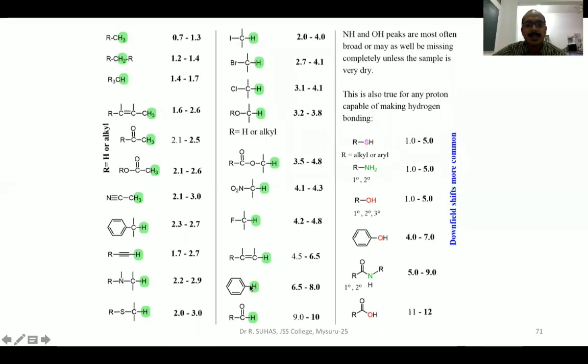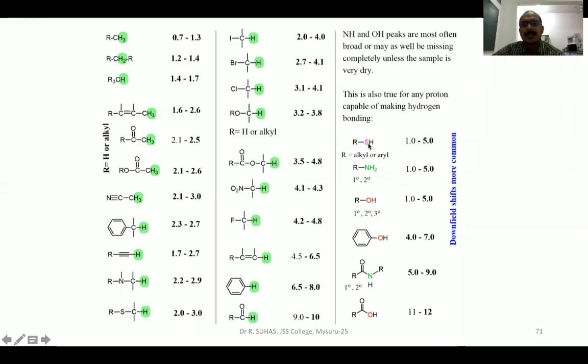If the proton is directly attached to aromatic system or benzene, it is 6.5 to 8. Don't get confused between this and this. This is proton attached to benzene directly, whereas this is proton attached to carbon. That carbon is attached to aromatic system, and hence the value is less. This is directly attached proton. Because of the high ring current, there will be more deshielding, and hence the value falls between 6.5 to 8. This is aldehydic proton 9 to 10.